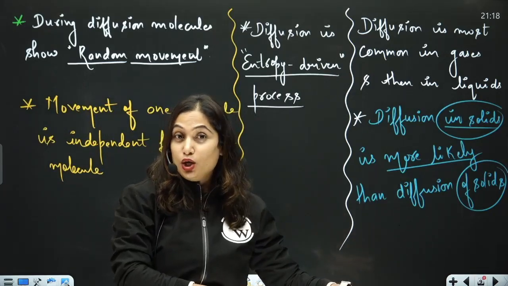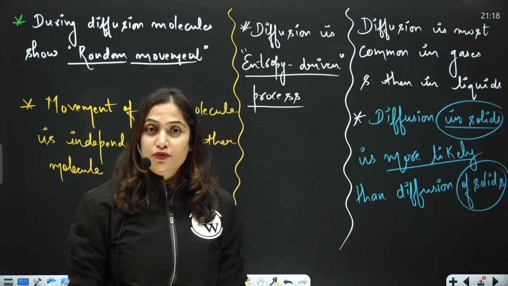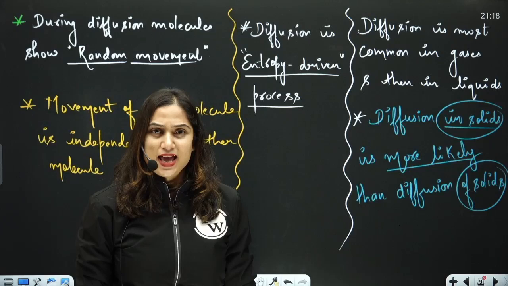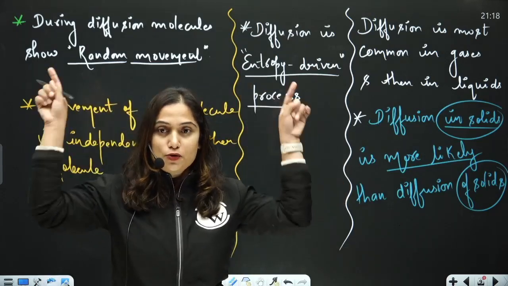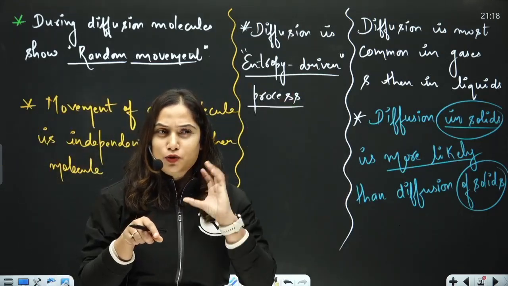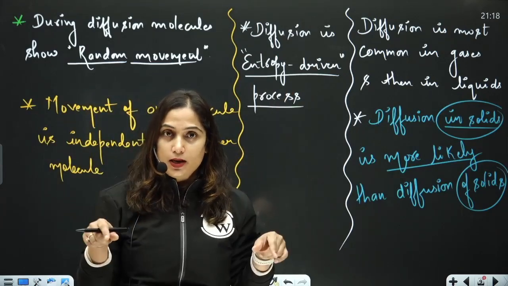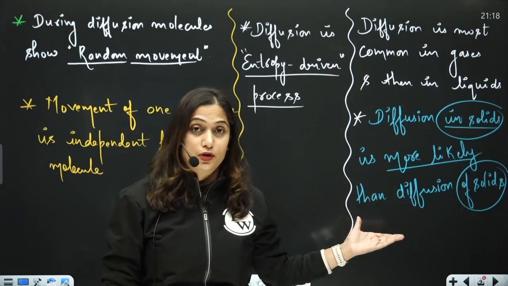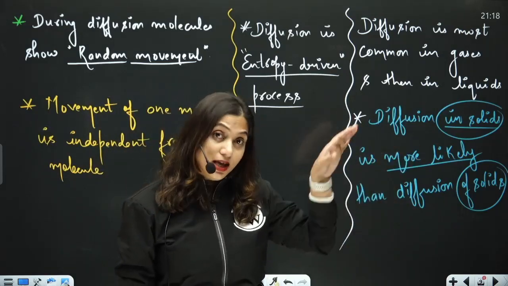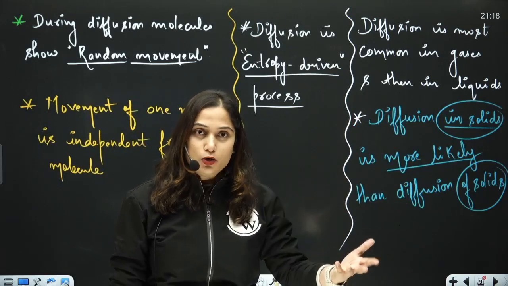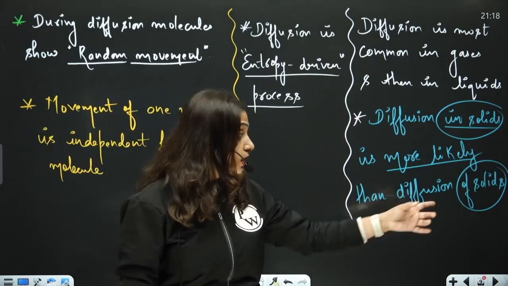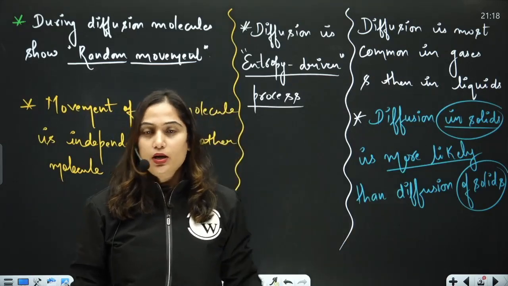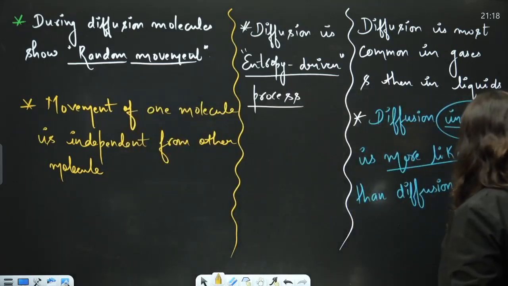Will it happen? No, because diffusion of solids is not likely, but diffusion can happen in solids. This room is a solid, and diffusion of gases can happen in a solid, but diffusion of solids, no. So this is a very important line of NCERT: diffusion in solids can happen, but diffusion of solids, no. Okay, so diffusion is very common in case of gases.